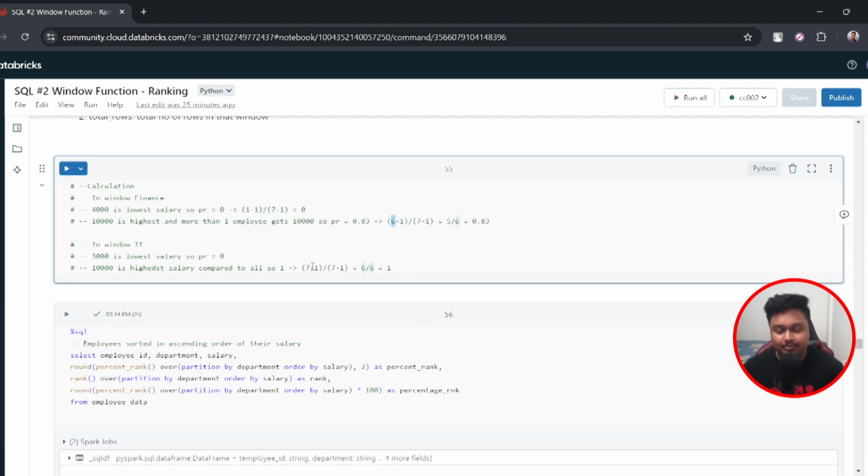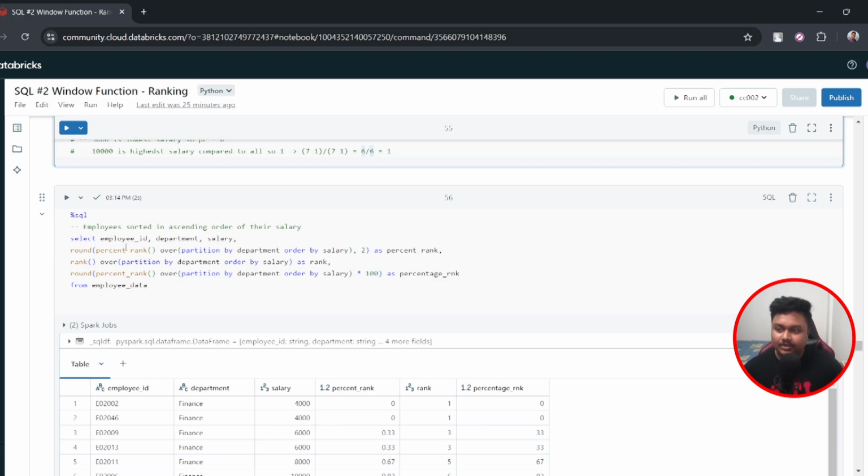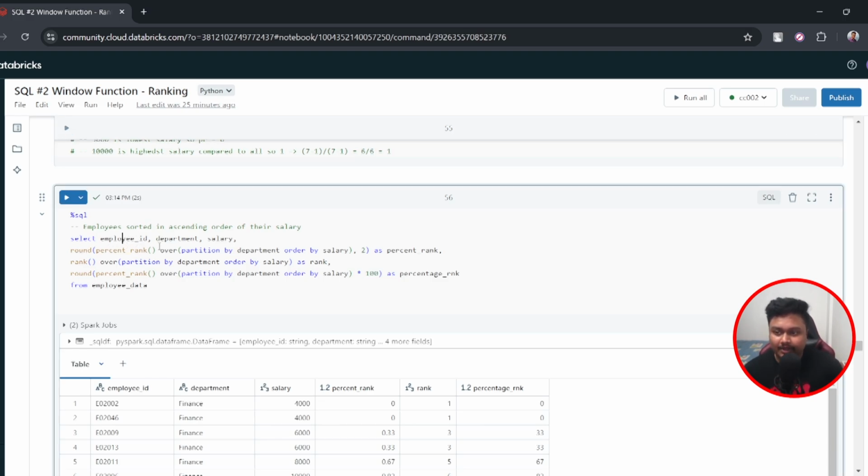Let me show you an example to make it much clearer using data. So here I have written this query. I'm selecting employee ID, department, salary. And what I've done is first I've written the percent rank value, and I'm doing a round off on the percent rank, because what percent rank does is it returns us a decimal format, and I'm trying to round it off to 2 decimal points.